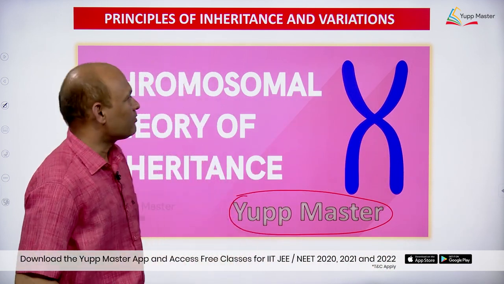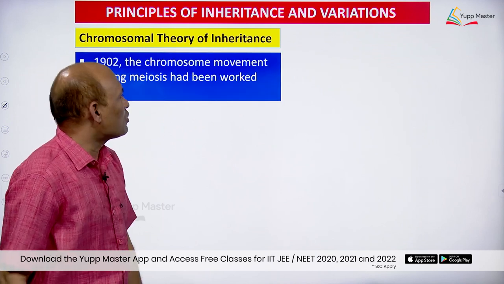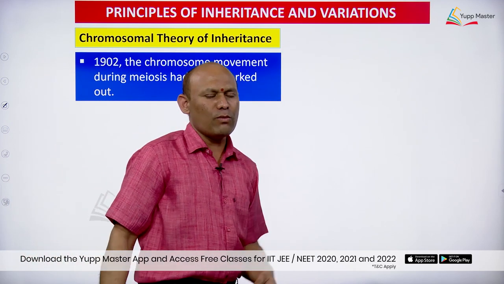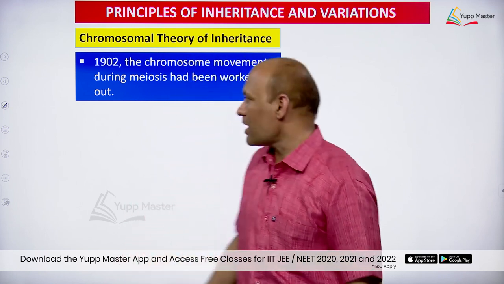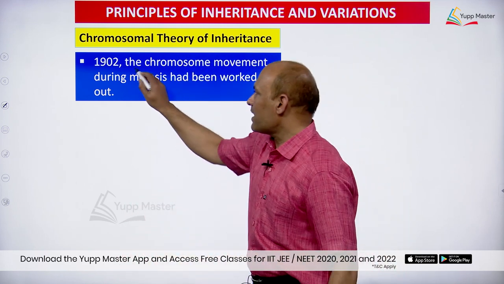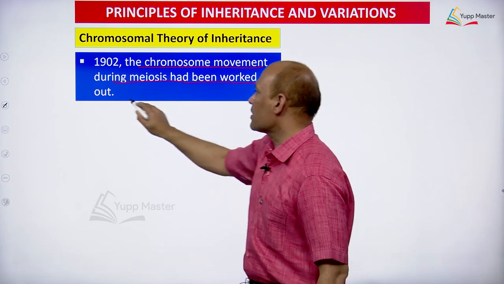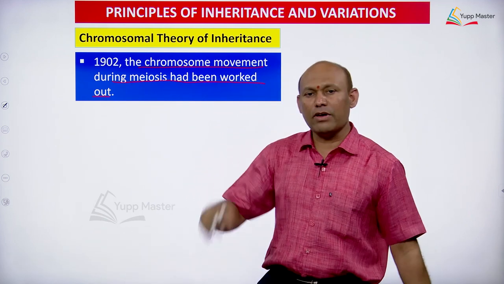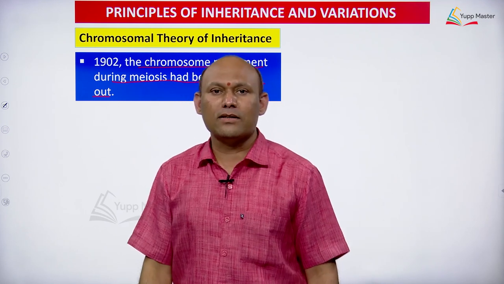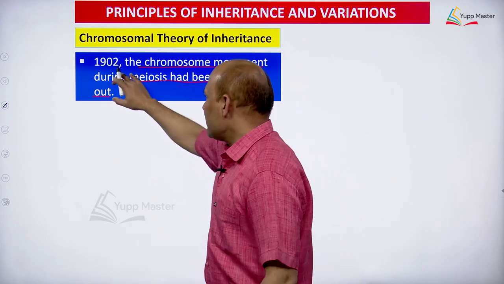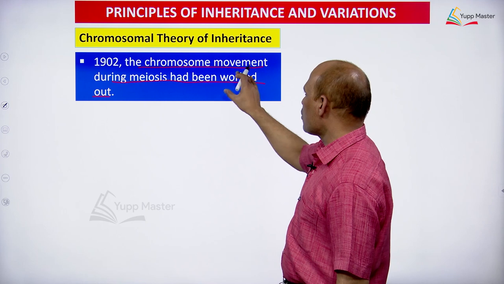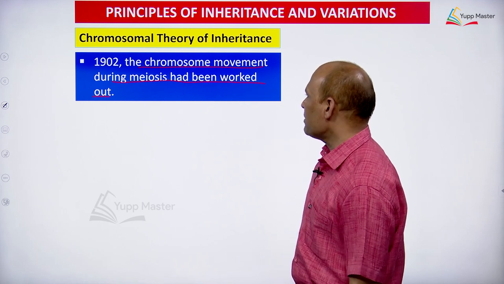Let us see the chromosomal theory of inheritance. Some beautiful points I would like to share with you first of all. In the year 1902, the chromosomal movement during meiosis had been worked out. NCERT points, that's all. We have to respect NCERT like anything.